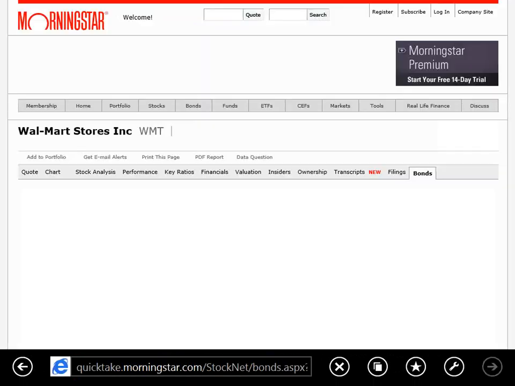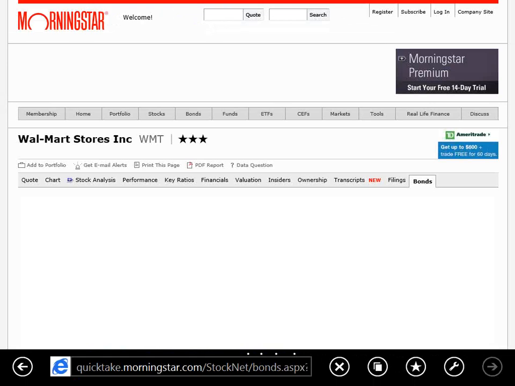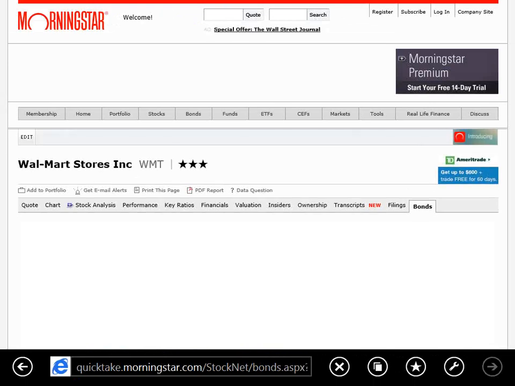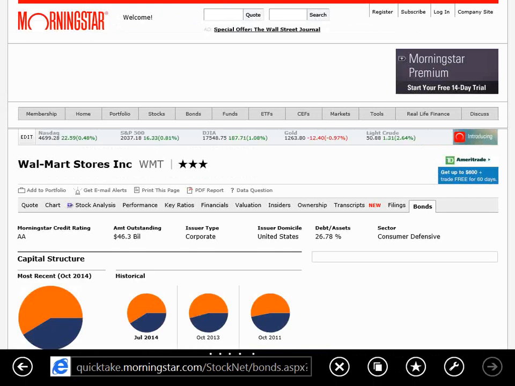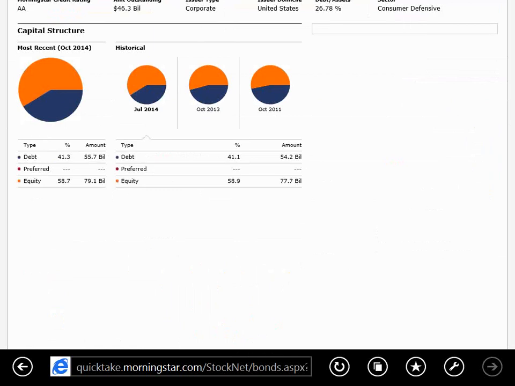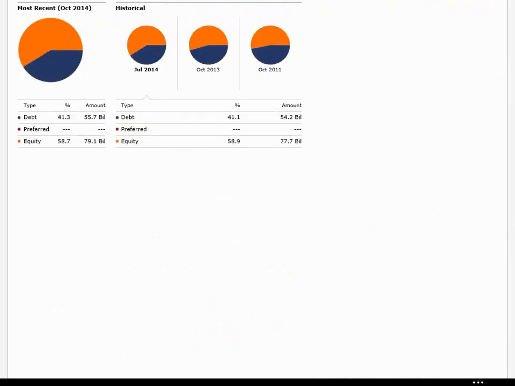And so that should, here it is, list all their bonds outstanding, the bonds that most likely make up their long-term debts. So $46 billion in bonds outstanding. We had about $44 billion in long-term debt. There's their credit rating, and they should have a table of recent pieces of debt and what their yield is.